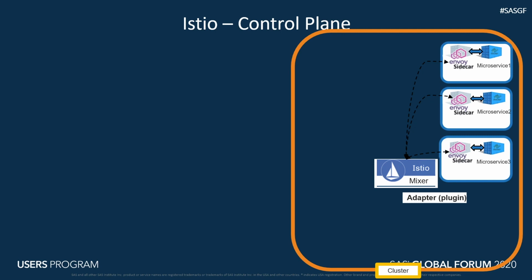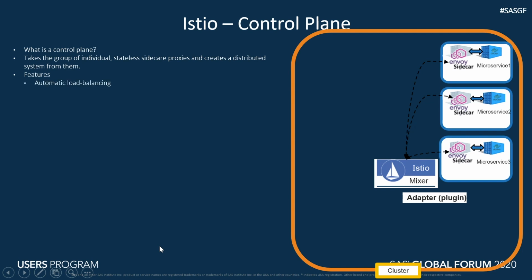So besides the data plane, the other main part of Istio is considered the control plane. What is a control plane? The control plane takes a group of individual, stateless sidecar proxies and creates a distributed system from them, meaning that it helps to manage the sets of sidecar containers that we put into the pods as a unit. Some of the features are automatic load balancing, fine-grained traffic control, and a pluggable policy layer and configuration API. In other words, being able to configure this and control how they handle the network traffic that comes into them. Remember again that the sidecar container sits in front of the microservice and handles the traffic for it.